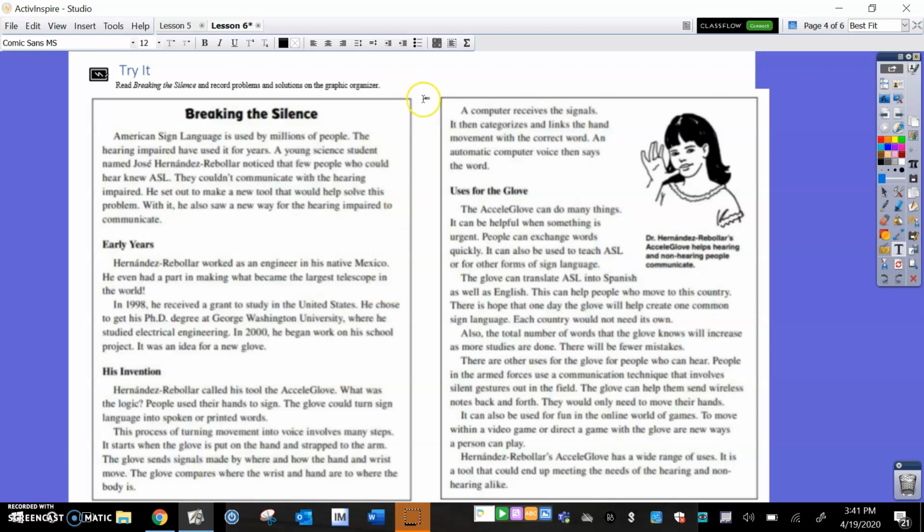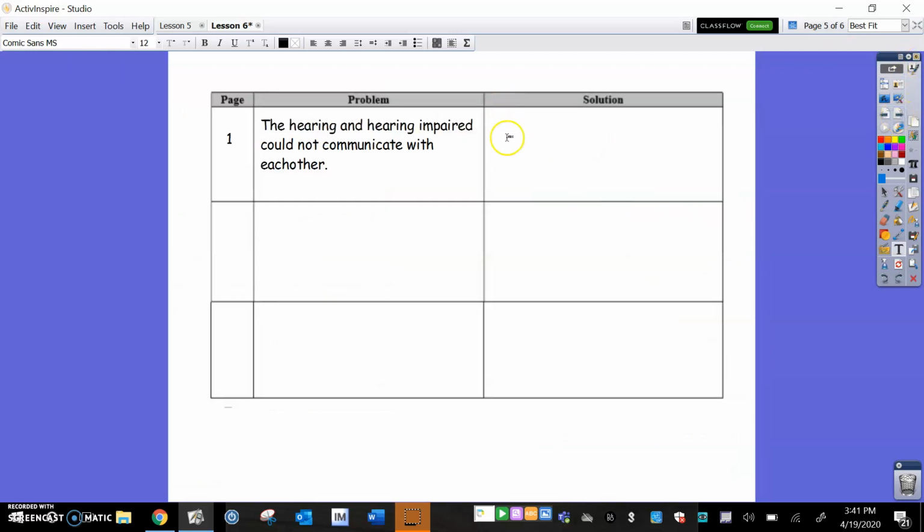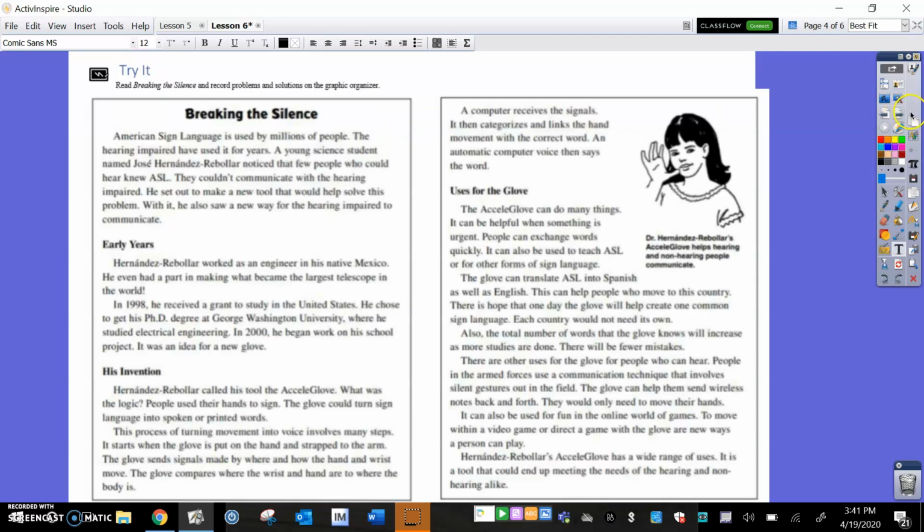The computer receives the signal. It then categorizes and links the hand movement with the correct word. An automatic computer voice then says the word. That is a very clear and specific solution to this problem. The Excel glove, yes.